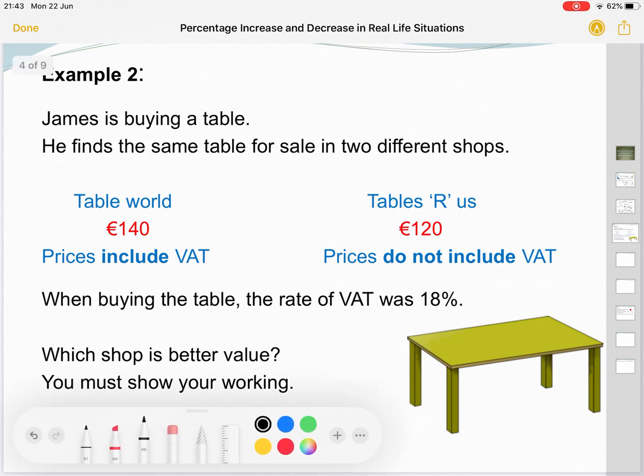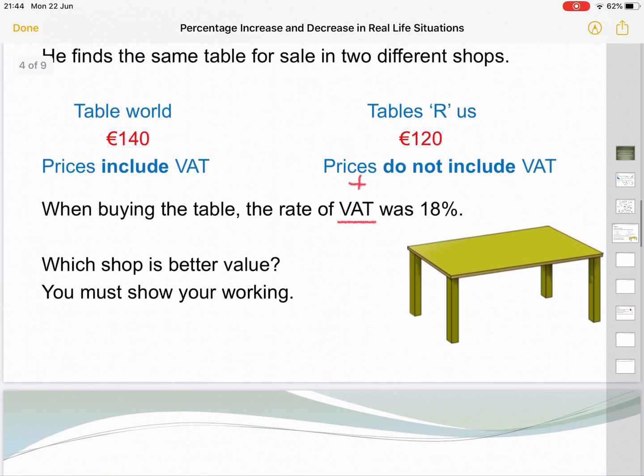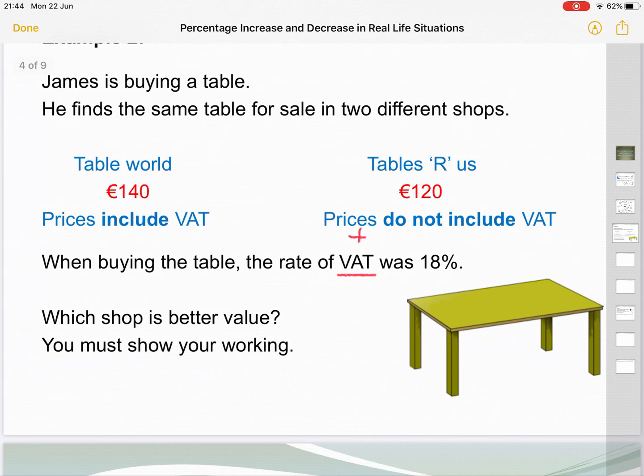Now, boys, when we have VAT, we need to add because that is a tax. Which shop is better value? You must show your working. Okay, we don't have to calculate anything for Table World, but we must calculate the price of the table with the 18% VAT in the case of Table Saras.